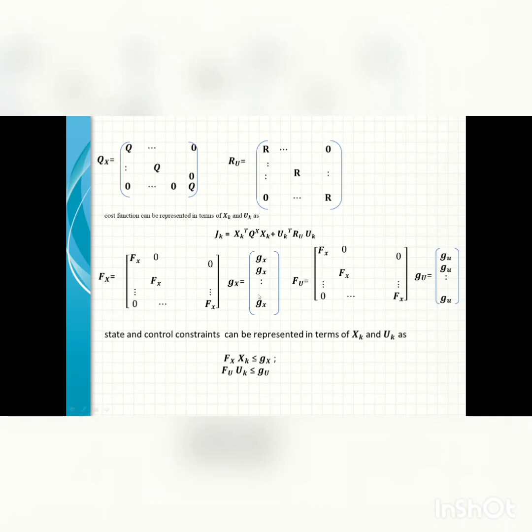These are related to b, that is, G into x is less than or equal to b is the constraint we have now. In that we will have G as this and b as this, and this is for the state variable, and this is for the control input variable. These are the constraints we are defining. These are constructed from these.